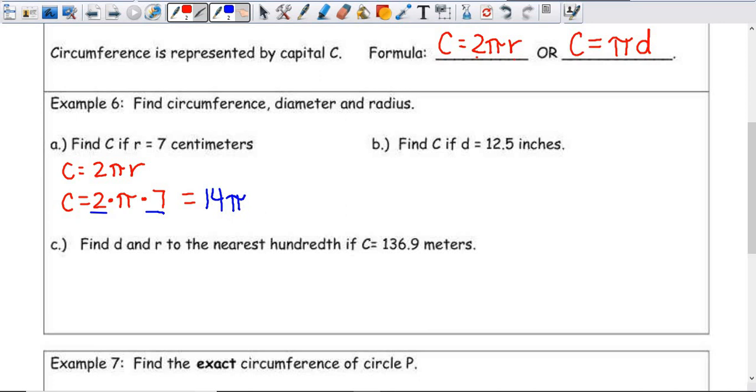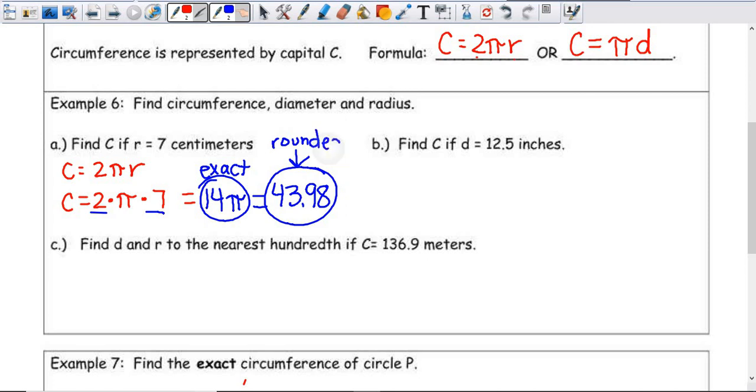So we can leave our answer as 14 pi, or we can keep going and actually multiply this out in our calculator, and we can call this 43.98 if we're rounding to the hundredths place. Both are correct answers. This is an estimate though, because we rounded. So if they want exact, you should keep it in terms of pi. So this is rounded, okay?